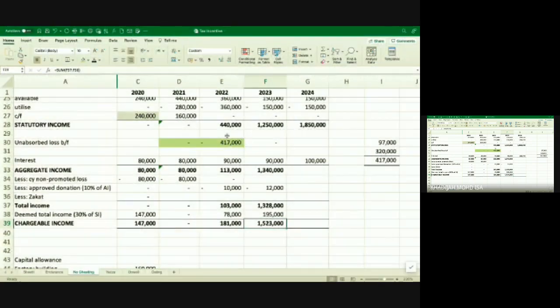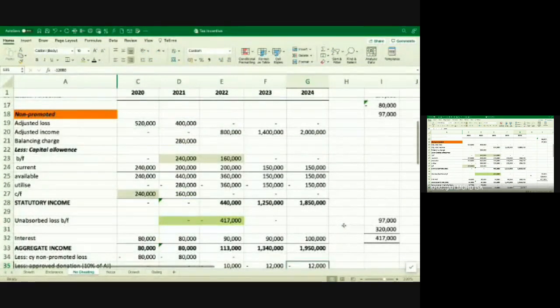And then you continue with your 2024, whereby you have adjusted income of 1.85 plus interest income. You have aggregate income, and then there's no more losses available, but you can claim your donation. Total income plus 30%, so you should have chargeable income of 2,214,000. Is that clear? So that, madam, is the full computation of pioneer status for 5 years with 2 businesses. One is promoted, the other one is non-promoted.